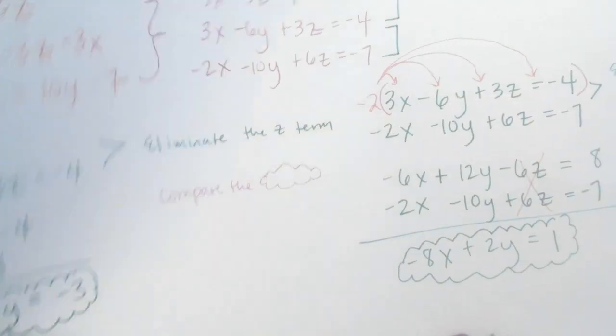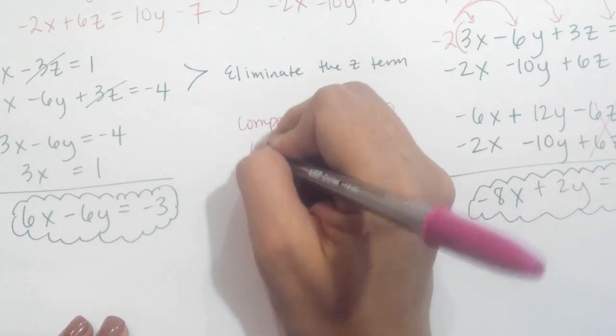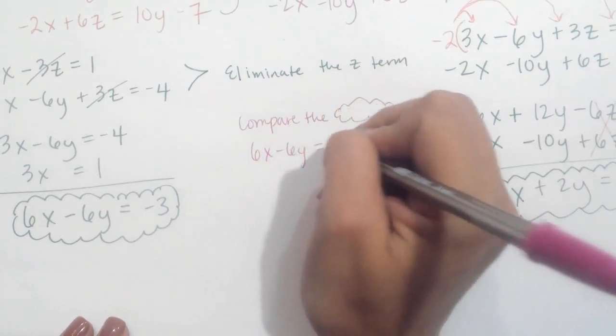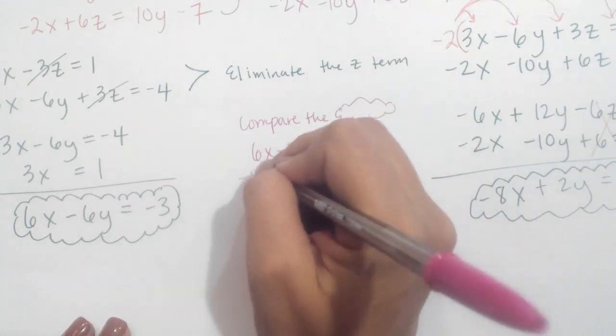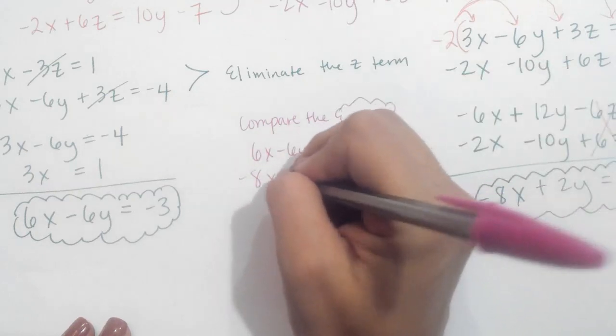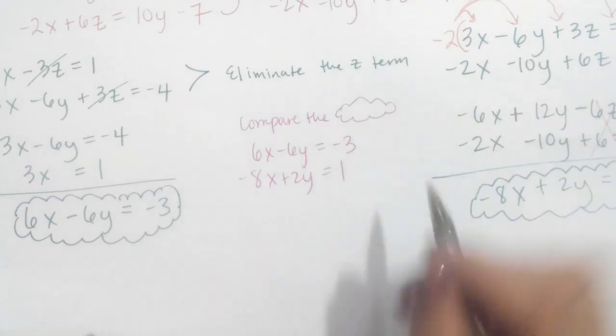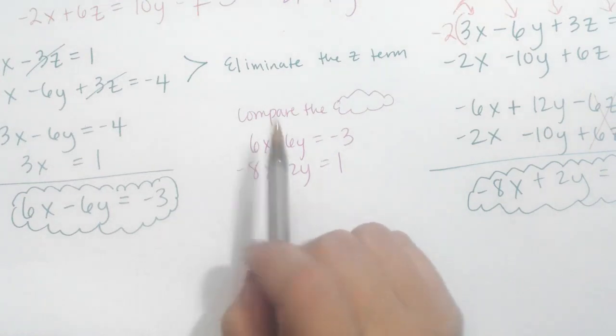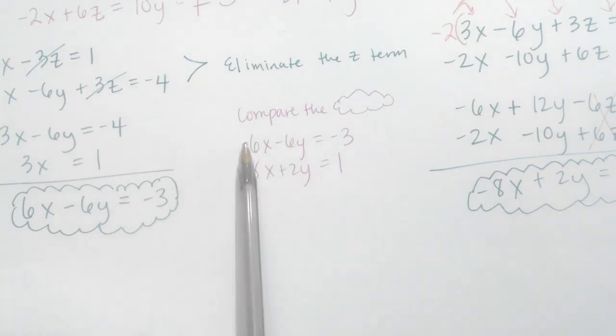So I'm going to rewrite them side by side in the middle here. So I have 6x minus 6y equals negative 3. And I have negative 8x plus 2y equals 1. Now it's really important, you can see that we always eliminate the same variable, y, because we have our x's and our y's. We narrowed it down from a 3 variable equation to a 2 variable equation.